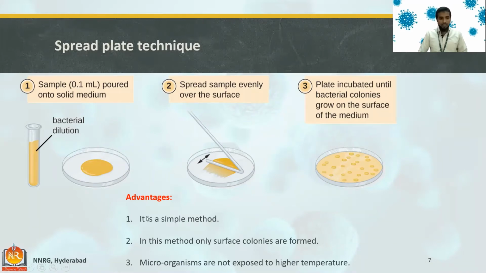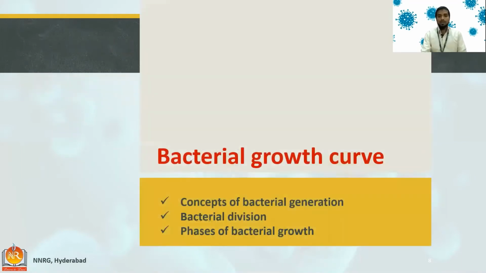So we'll see the advantages now. It is a simple method, and only surface colonies are formed, not below the surface. And microorganisms are not exposed to high temperature, as we first add the Newton medium and allow it to cool so that it solidifies. Then we add the bacterial culture. As a result, bacteria won't be exposed to higher temperature. So this was the advantage of the spread plate technique, and we have discussed streak plate, then pour plate, and spread plate. Now moving on to the bacterial growth curve.